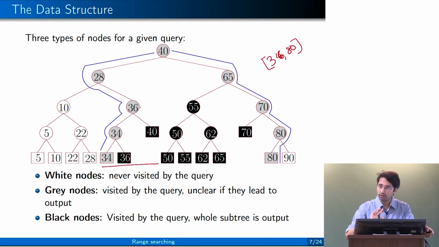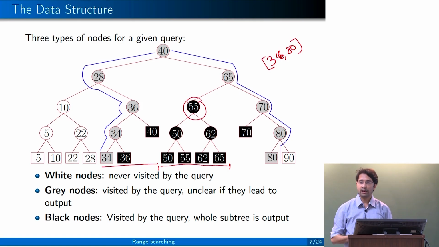What is a black node? One for which I am sure that it is completely inside. For example, the interval associated with 55 is completely inside the query range. So, the node 55 will become a black node. So, you have black, gray and white. Is it clear how we are naming the intervals?